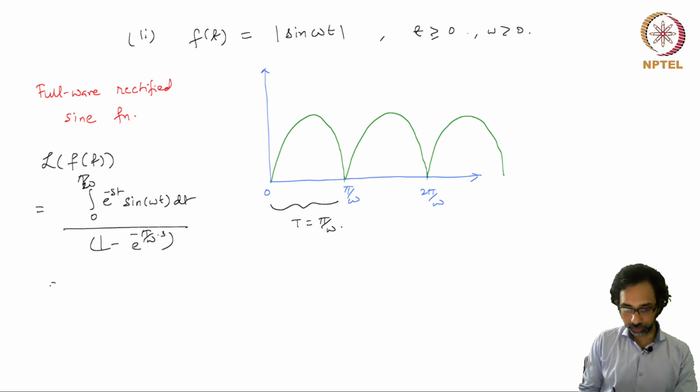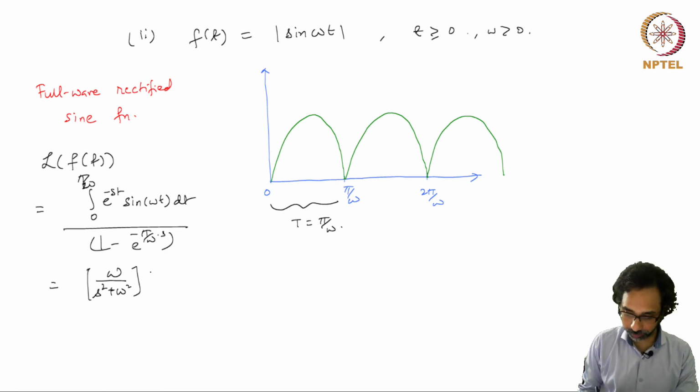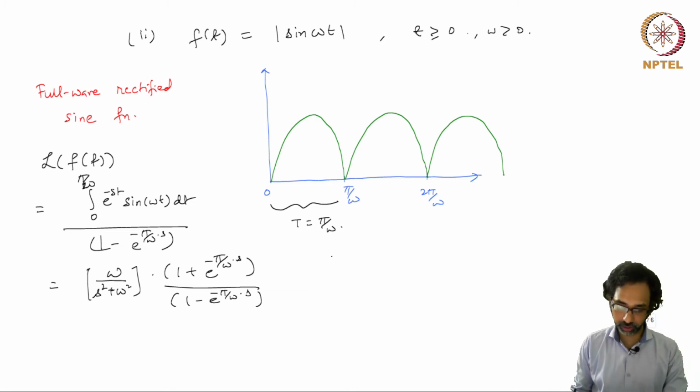Now if you compute the integral in the numerator, you will get omega over s squared plus omega squared multiplied by 1 plus e to the power minus pi over omega times s, and you have 1 minus e to the power minus pi over omega times s in the denominator, and this is your solution for s greater than 0.